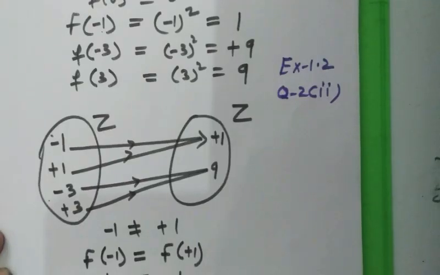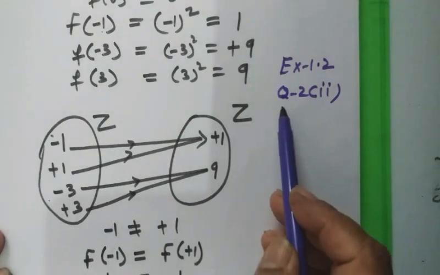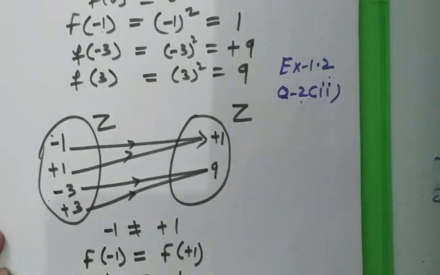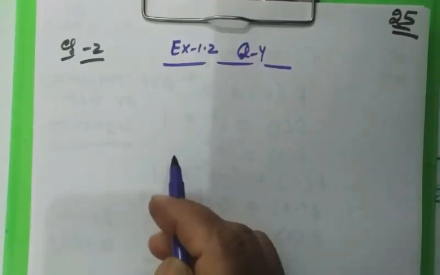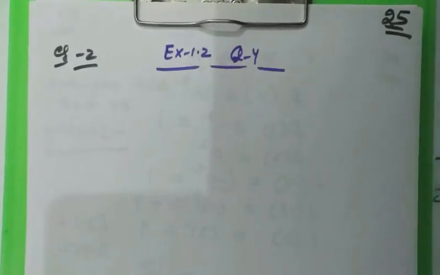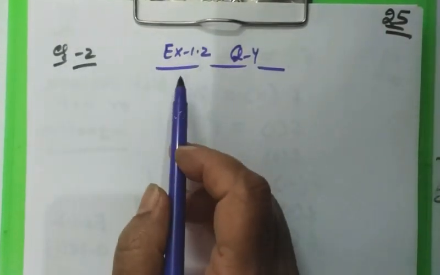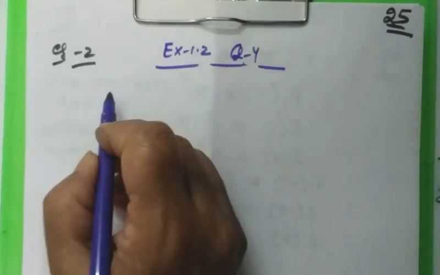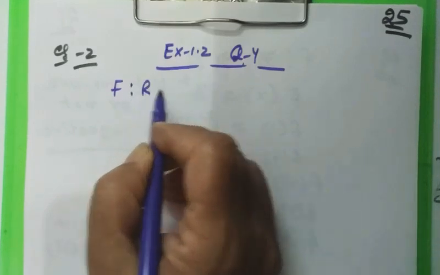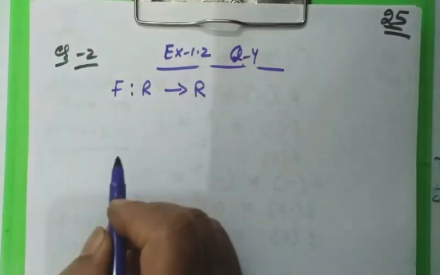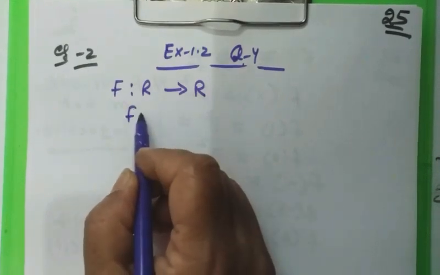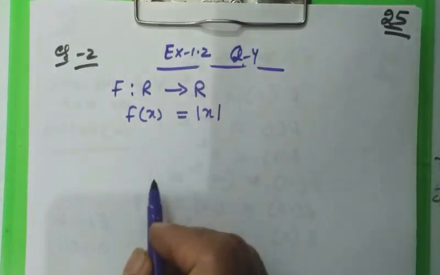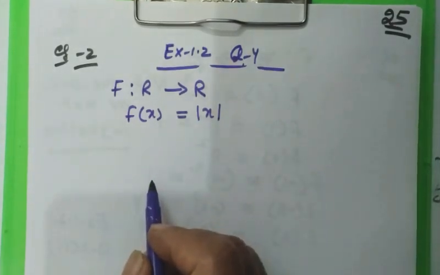This particular example that we discussed right now was question 2 part 2 from exercise 1.2 of NCERT. Let us do another example of a 1-1 function to check whether the function is 1-1 or not 1-1. We are doing question number 4 of exercise 1.2, and the question is, f is a function from the set of real numbers to the set of real numbers, and function f is defined as f(x) is equal to modulus of x. So we have to check whether this is 1-1 or not.